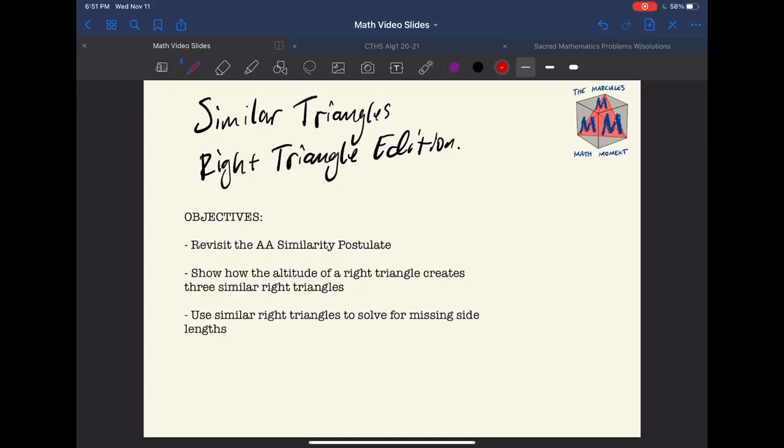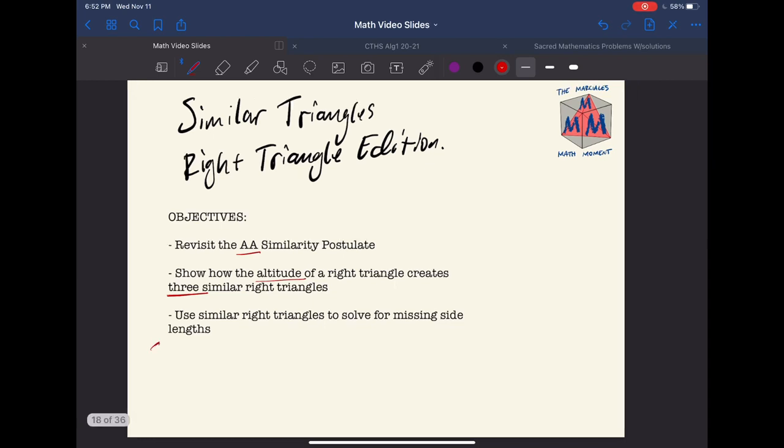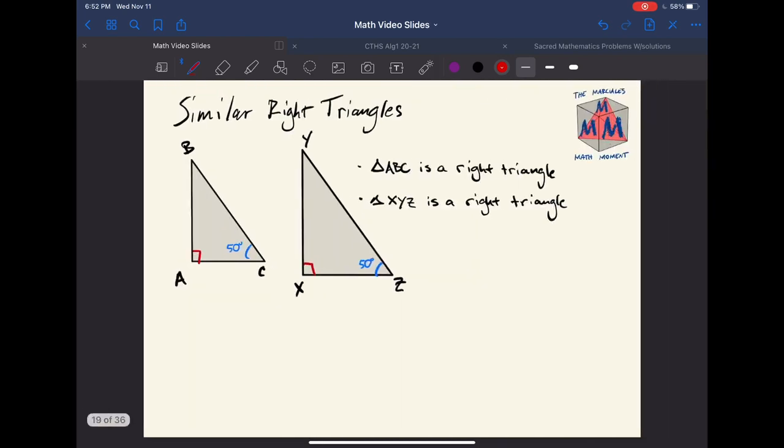Similar triangles, right triangle addition. We're going to revisit the angle-angle similarity postulate. We're going to show how the altitude of a right triangle creates three similar right triangles. And then we're going to use similar right triangles to solve for the missing side.